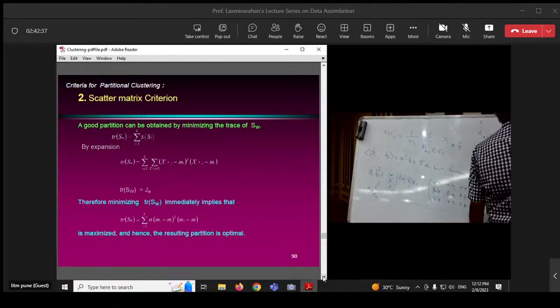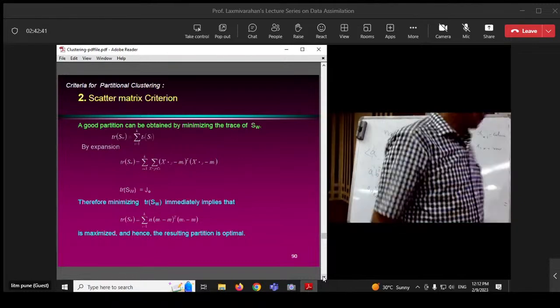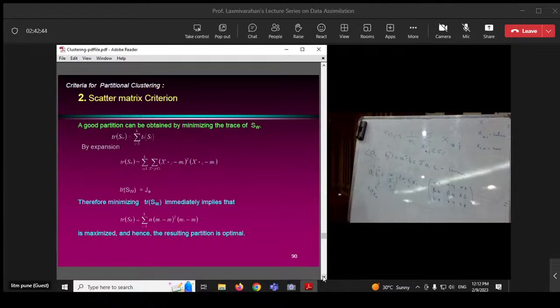I can explicitly compute the trace as an inner product. Let's look at this now. I'll give you this example. Yeah, this example is very useful. What is the trace of this matrix?